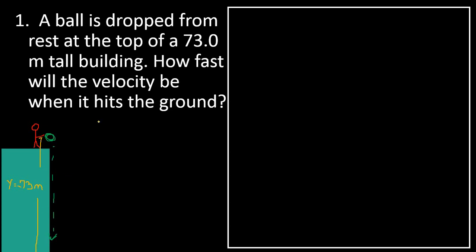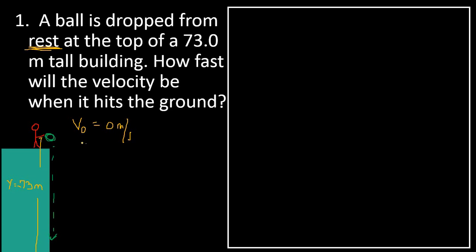What else? Aside from displacement, we also know that the ball is initially at rest. So we have here the initial velocity, which would be 0 meters per second. Why is it so? It's because it's at rest.